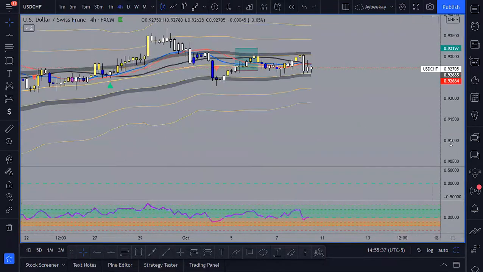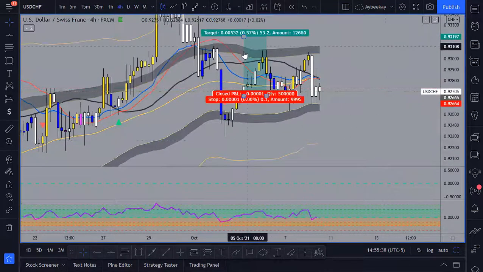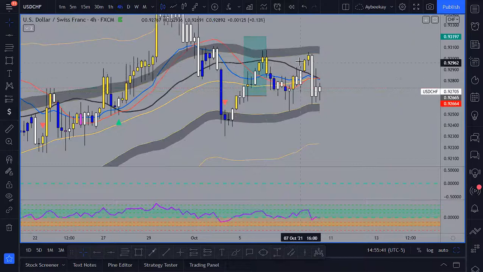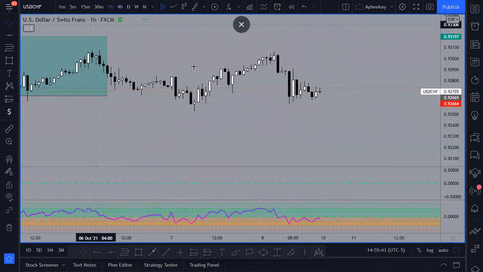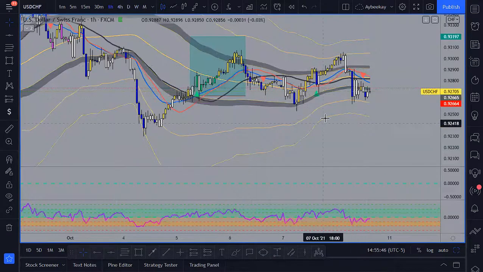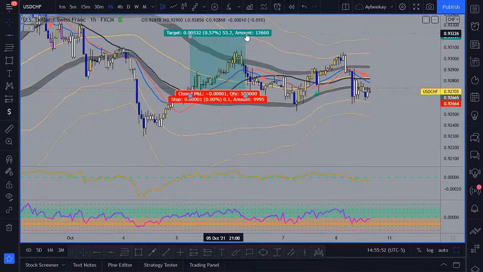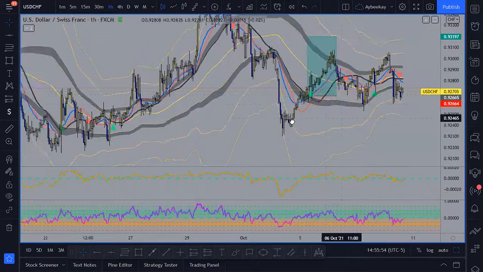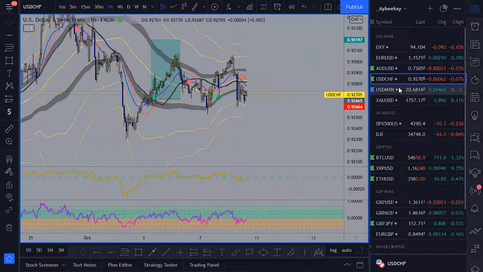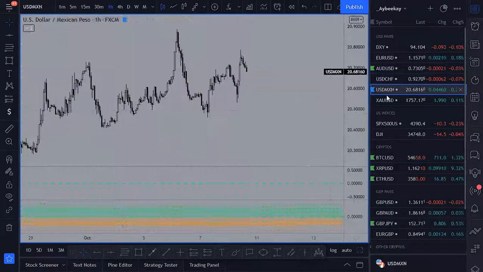On the 4-hour time frame, I did call for the sell, but it ended up just falling back down. And then the 1-hour time frame just doesn't look that great to me. But that's UCHF, man. There's really nothing on for UCHF for me personally. I'm going to have to just be patient and wait.